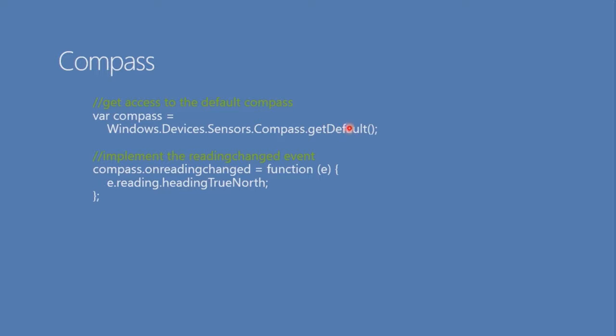The compass is another really simple one, thanks to the fusion sensors. You instantiate a compass just like the light sensor, and you get a default. Then you implement the same function, reading changed, by setting onReadingChanged. In that case, you have a reading, but it's going to give you the heading true north. So it's differentiating that it's not showing you the magnetic north, it's actually adjusted, so it's going to give you the true north. I haven't thought about that before. That's pretty interesting. I believe in order to do that, it's actually going to have to calculate the true north based on your geo. That's right. It's pretty interesting. Okay, so that's accessing the compass.